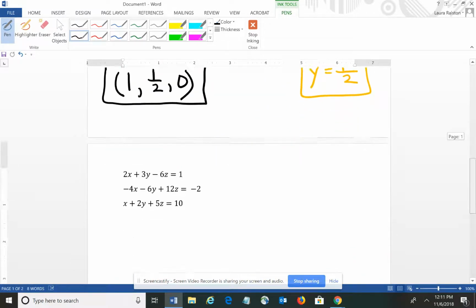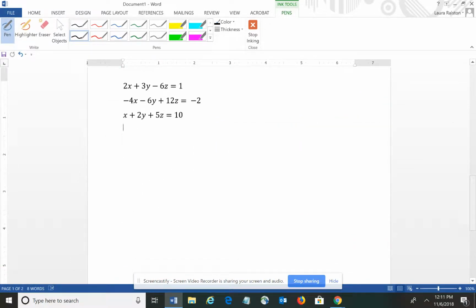All right, let's look at one more. This one I have 2x plus 3y minus 6z equals 1. That's going to be equation number 1. Then I have negative 4x minus 6y plus 12z equals negative 2. That's equation 2. And then I have x plus 2y plus 5z. That's going to be equation 3. Now, it doesn't really matter which variable we eliminate. In this one, it looks like it's going to be reasonably easy to eliminate the x. So I'm going to do that.